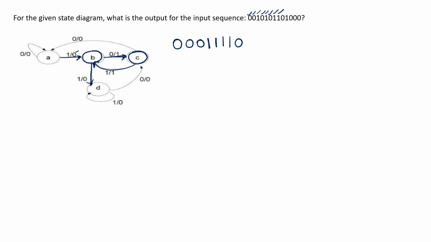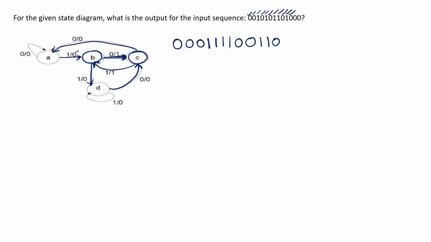You are at D. Input is zero, it will come to state C, and the output is zero. Input is one, it will come to state B, output is one. Input is zero, it will come to state C, output is one. Input is zero, it will come to state A.